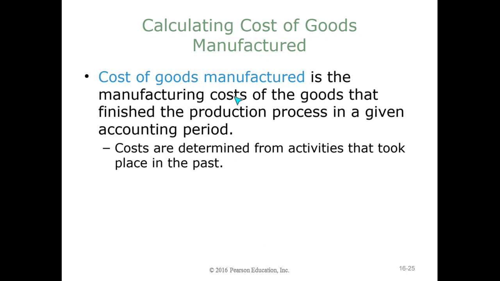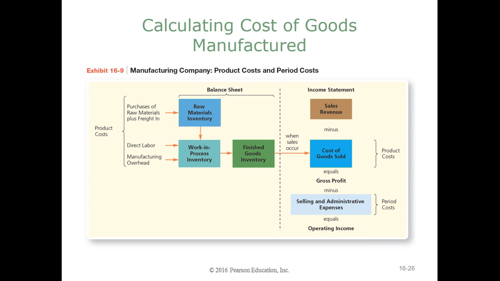The cost of goods manufactured is the manufacturing cost of the goods that finished the production process in a given accounting period. Costs are determined from activities that took place in the past. Calculating the cost of goods manufactured, this slide is on 841.